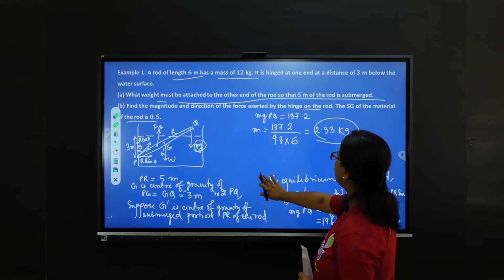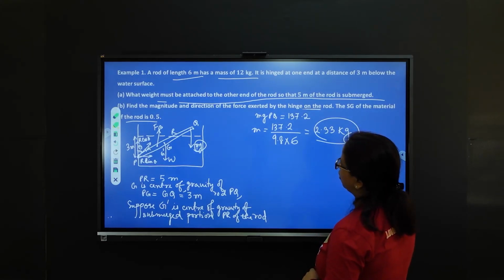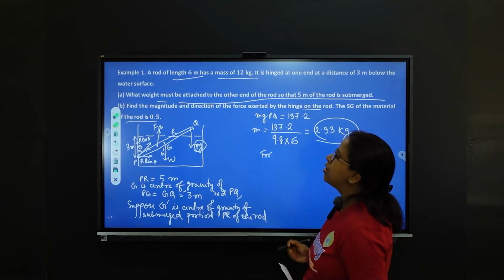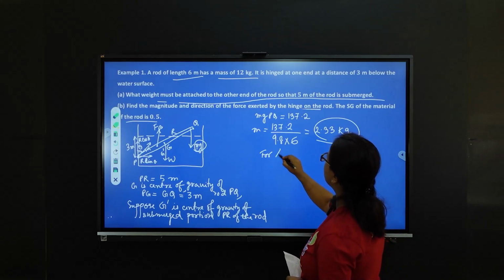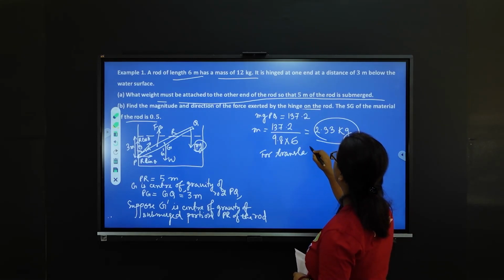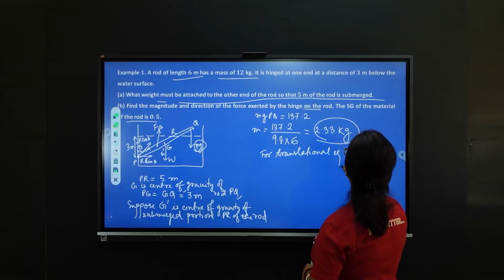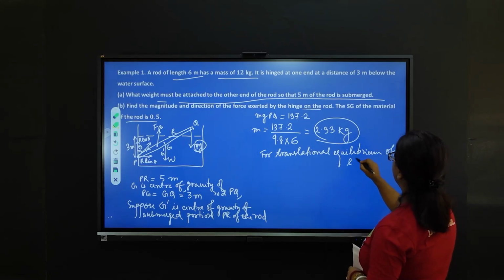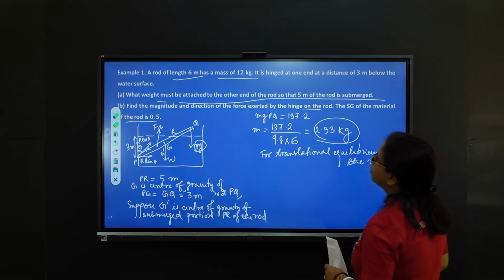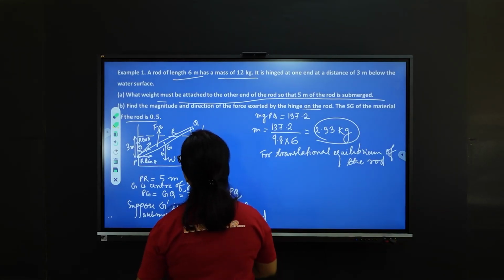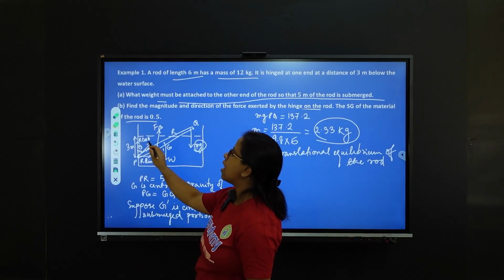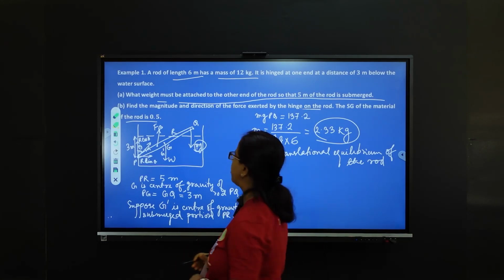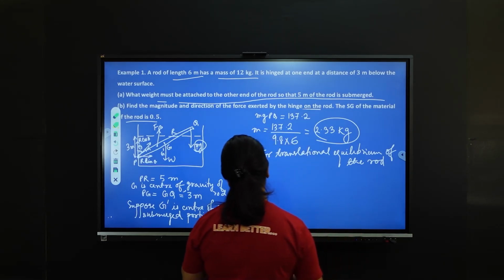Now for the second part, we need to look at the r cos theta component. So this will cause the rod to have translational equilibrium. So for translational equilibrium of the rod, let's look at the components here. We have in the upward direction the components as r cos theta and FB, and in the downward direction we have W and mg coming up. So let's equate the two to get the equilibrium condition.